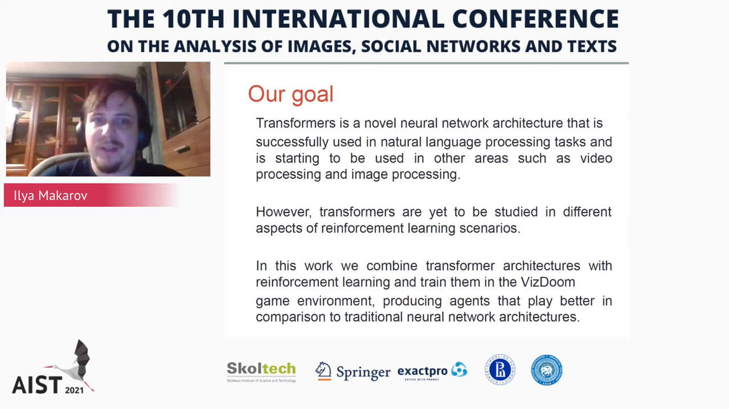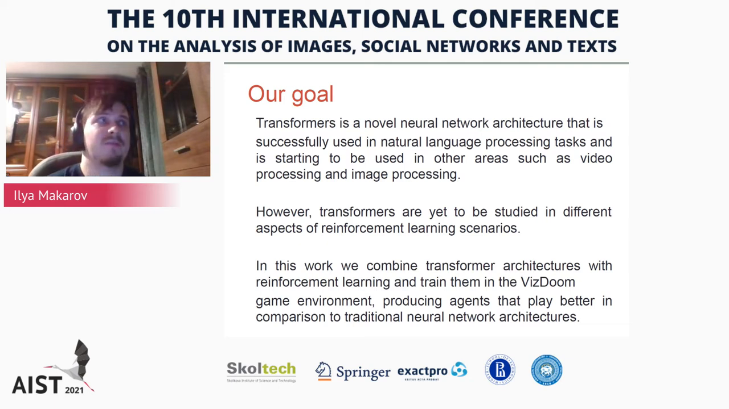Basically, we already know that transformers are a novel neural network architecture that is successfully used in many sequential tasks, and many reinforcement learning tasks can also be formulated as modeling a sequence. So you have state, action, and reward, and there are various recent papers that try to somehow modify rewards and just train transformers on these sequences of state, action, reward, which learn good policies.